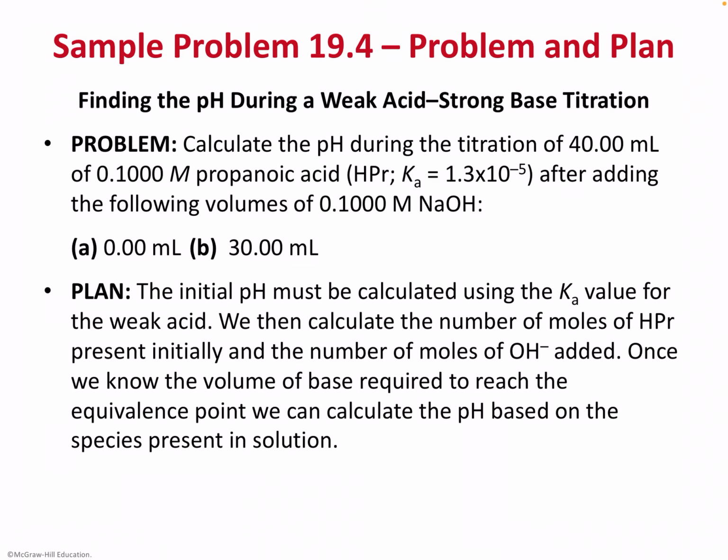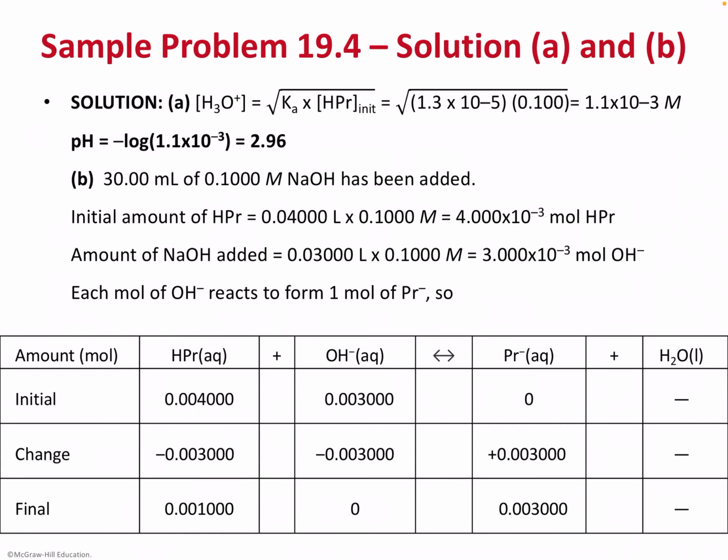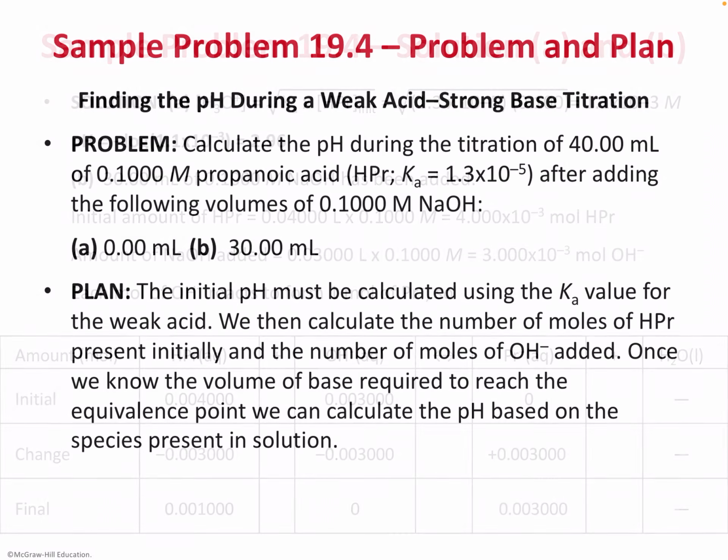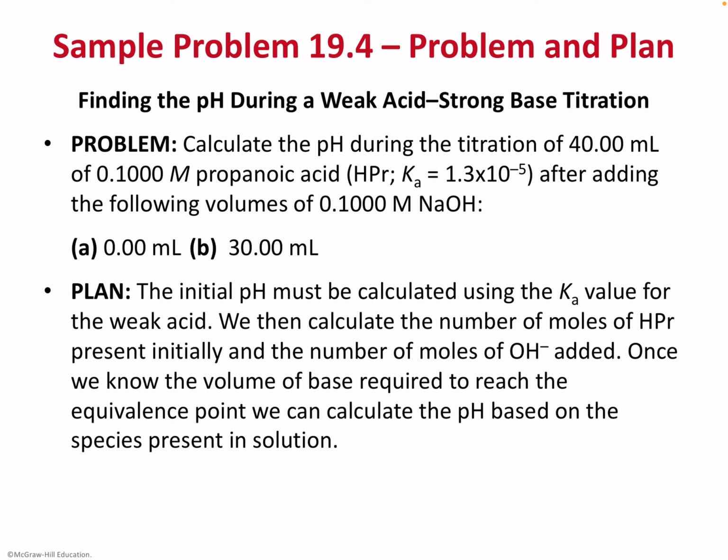Okay, so that is all given in equation form. Let's do an actual calculation and see how we can find out these values. That will make more sense to you now. Calculate the pH during the titration of 40 milliliters of 0.1 molar propanoic acid, Ka given, after adding the following volumes: 0.1 molar sodium hydroxide 0 milliliters and 0.1 molar sodium hydroxide 30 milliliters.